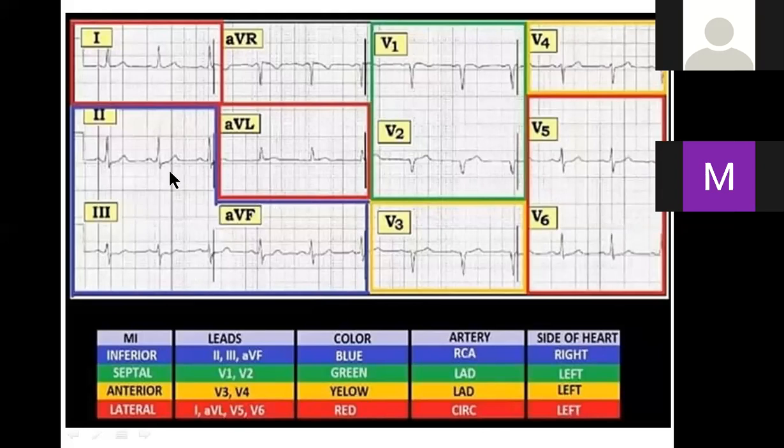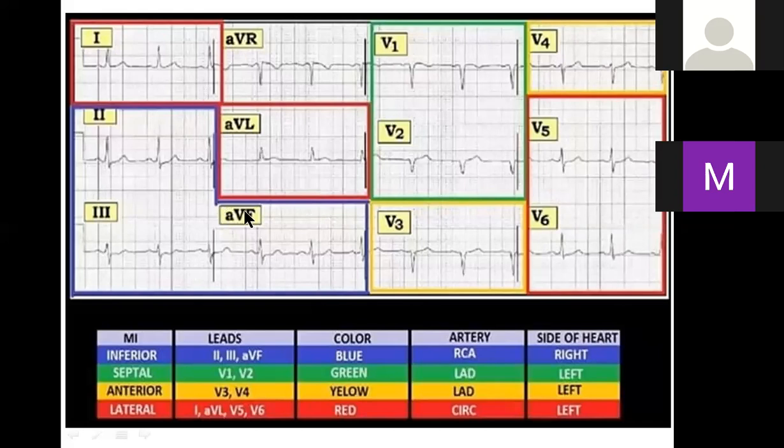In this way you will say that T wave inverted in 2, 3, aVF is inferior ischemia. T wave inverted in 1, aVL, V5, V6 is lateral ischemia. T wave inverted in V1, V2 is anterior, or septal ischemia. So in this way you can label the part of the heart which is affected.